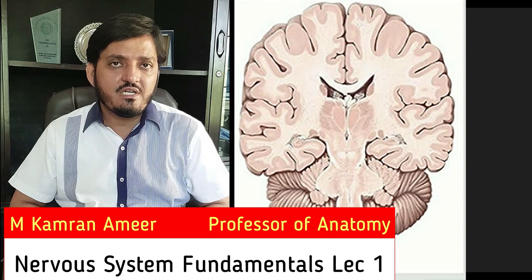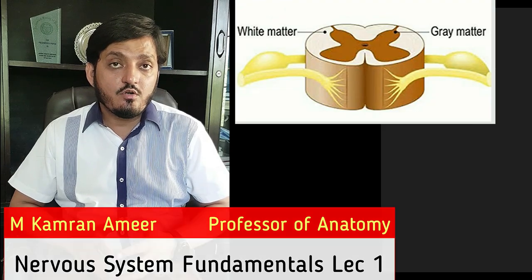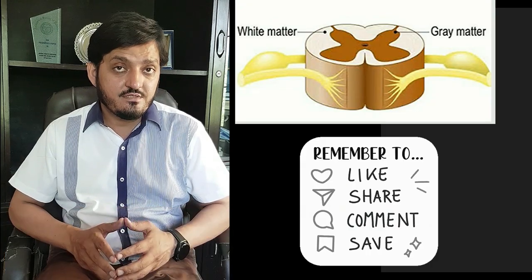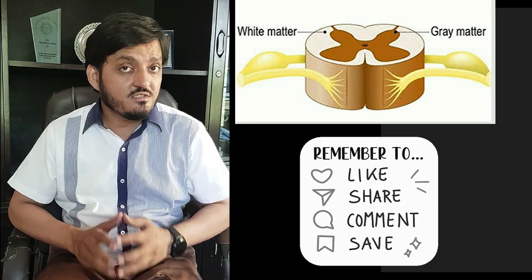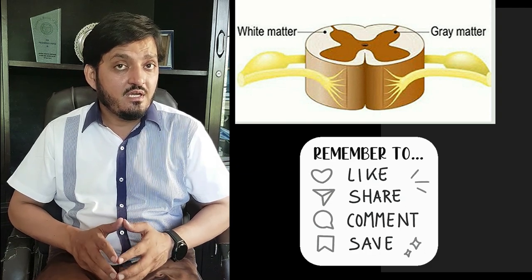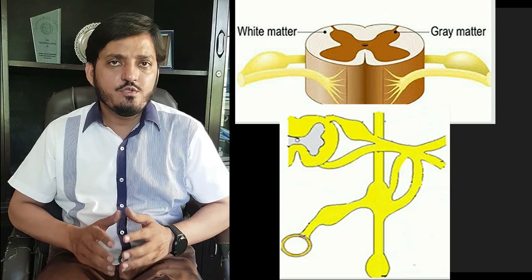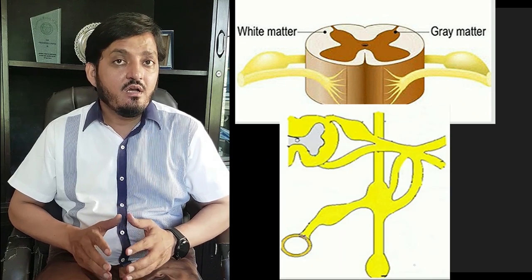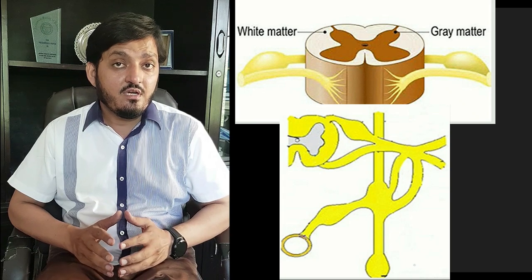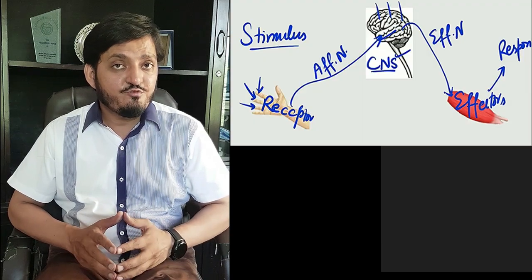This is the first lecture of the nervous system anatomy, so I'll talk about the basic and fundamental concepts. These basic and fundamental concepts are very crucial and important for all medical and paramedical students, and you will use these concepts in learning your neuroanatomy and in learning your gross anatomy nerve supplies as well.